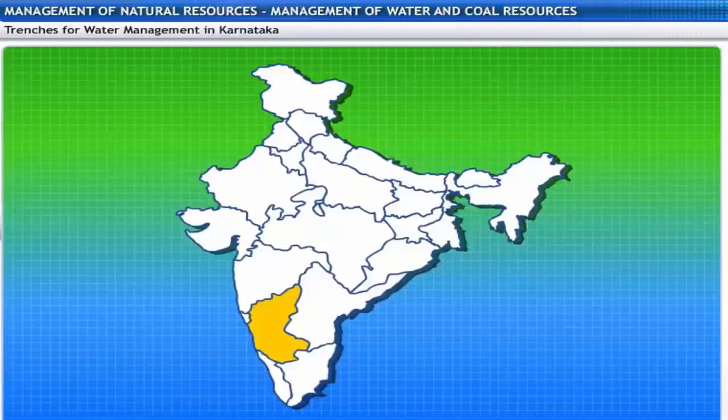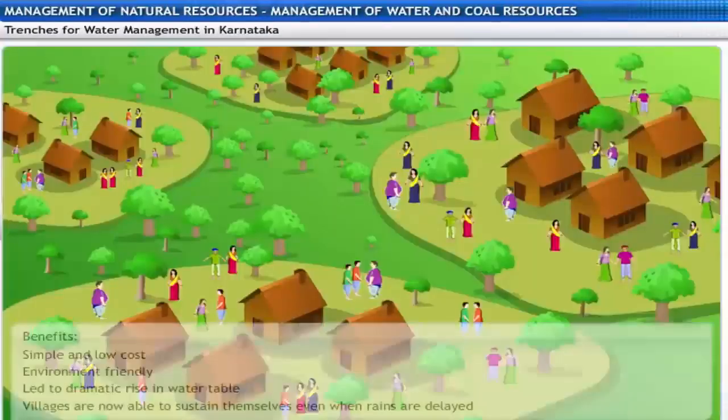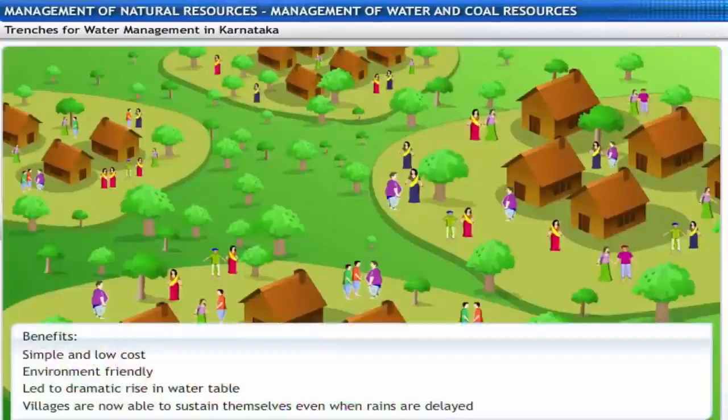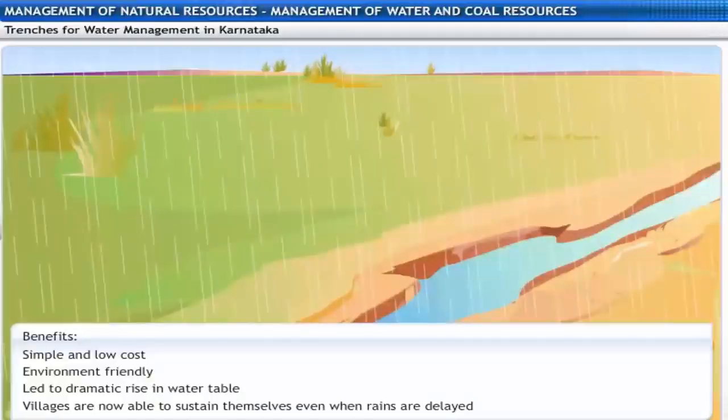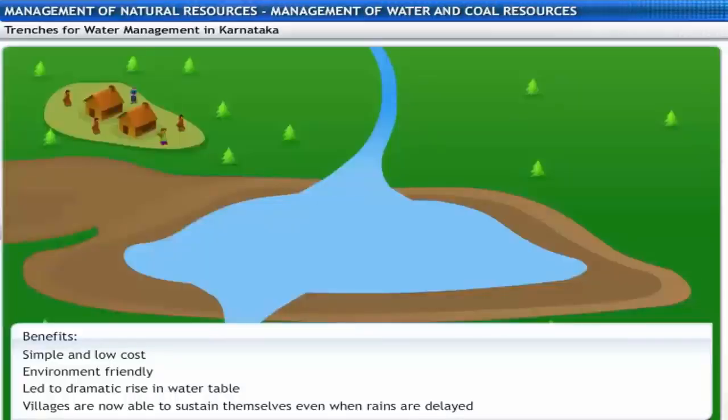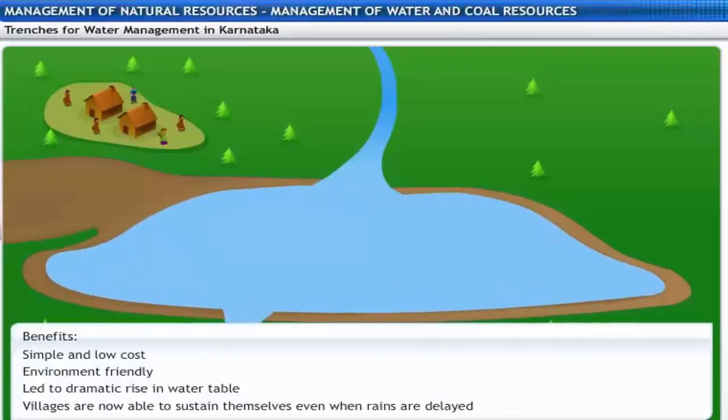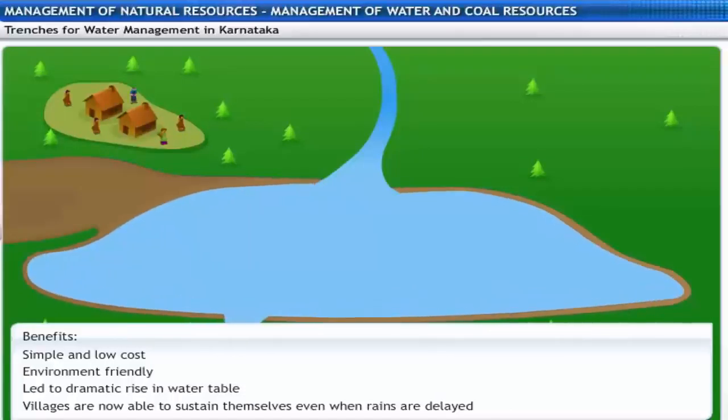Here's another example from Karnataka. Some villagers in northern Karnataka have adopted a simple system of digging trenches on their land to prevent leaching of soil as well as runoff rainwater. Over time, this simple, low-cost method has led to a dramatic increase in the amount of available water, allowing the villages to manage even when the annual rains are delayed.